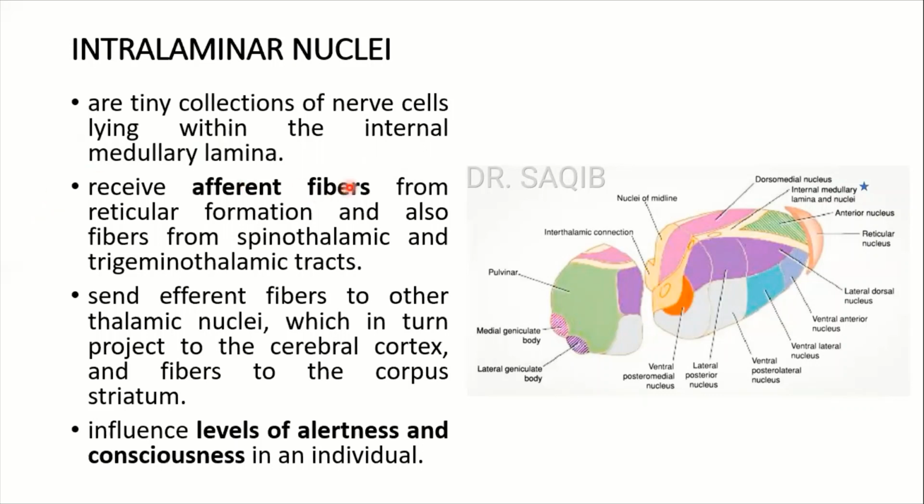They receive afferent fibers from the reticular formation and also fibers from the spinothalamic and trigeminothalamic tracts. And they send efferent fibers to other thalamic nuclei, which in turn project to the cerebral cortex, and fibers to the corpus striatum. The connections of these nuclei will be discussed in my next lecture with separate pictures and images. They influence the level of alertness and consciousness in an individual. Yes, the reticular formation is involved, so the level of alertness and consciousness is monitored.